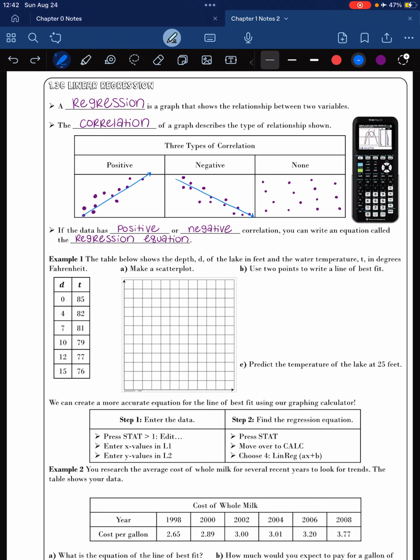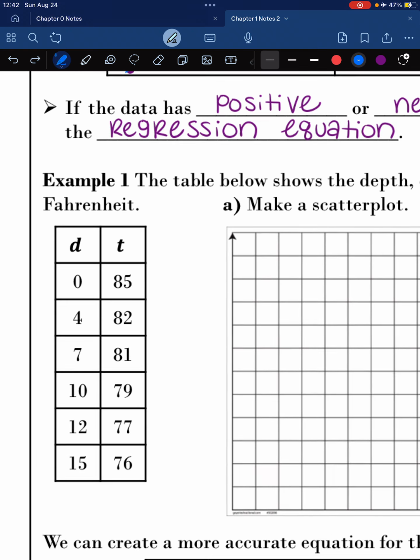Okay, so if I do have some sort of pattern, if it does have positive or negative correlation, we can go ahead and create a regression equation. We're going to do this very first example by hand, but for our other examples, we're going to do it with technology because realistically, that's probably how you're going to model data in the real world.